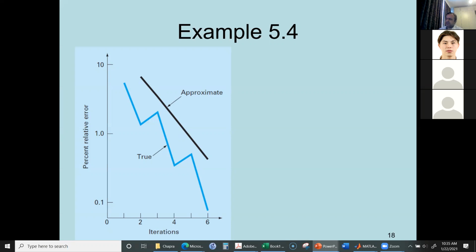This is because of the mechanism of the bisection method, because in the bisection method each time we halve the interval, and sometimes when we halve the interval, that midpoint moves relatively far away from the true solution. That's why there is this zigzag type of situation in the true percentage error. But on the other hand, the approximate error continuously decreases.